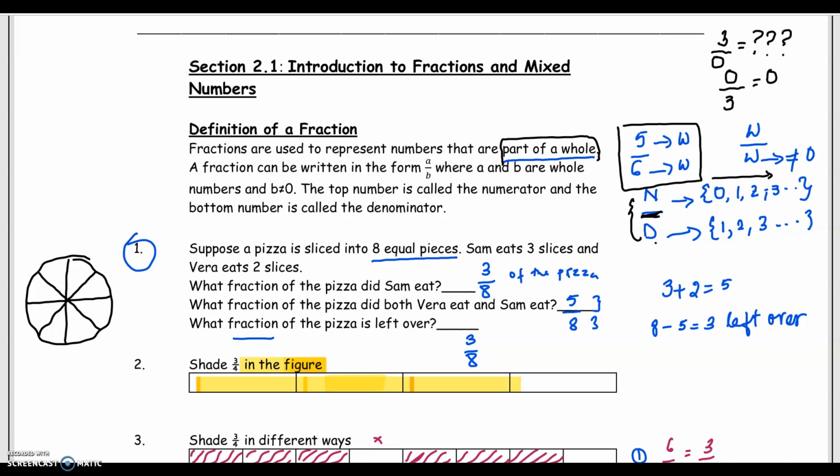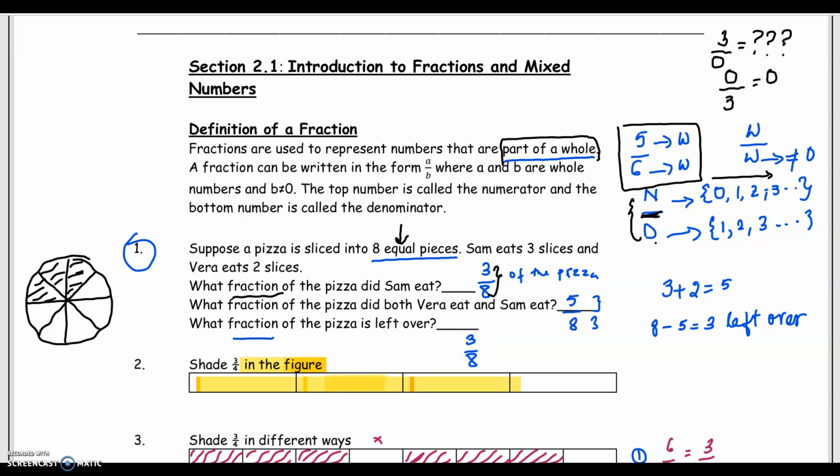So what fraction of the pizza did Sam eat? Out of the 8 equal, important word is equal, it has to be divided into equal pieces for us to talk in terms of fractions. What fraction of the pizza did Sam eat? Sam ate 3. Let's shade it. 1, 2, 3. 3 out of the 8 equal slices. So he ate what fraction? 3/8 of the pizza. 3 out of 8 equal pieces.